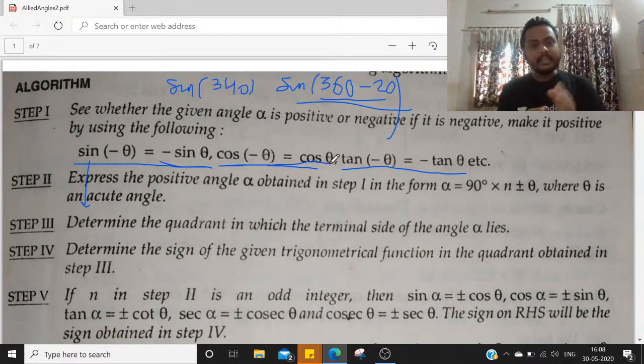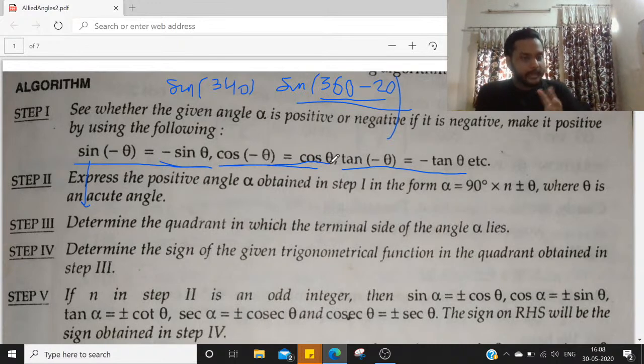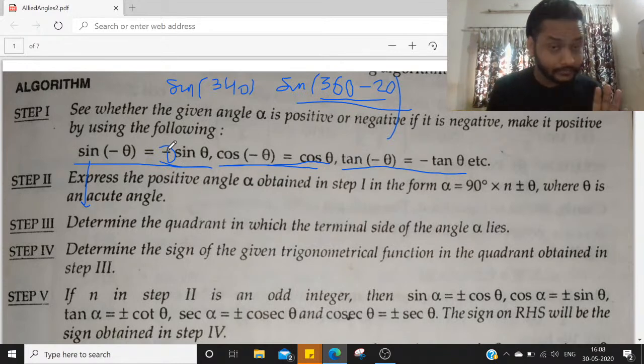Okay, so sine minus theta is minus sine theta, cos minus theta is cos theta, there is no minus sine in it. Similarly sec minus theta is sec theta. So except for cos minus theta and sec minus theta, in all the other negative angles, where does the minus sign come? It comes outside. I am assuming that you are clear with this as well.